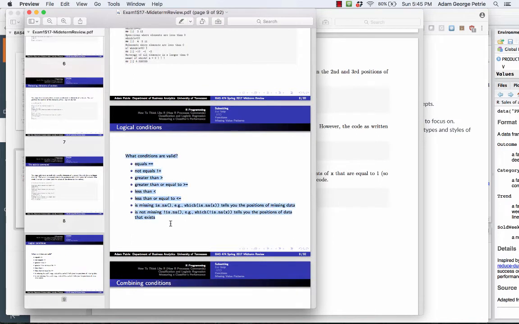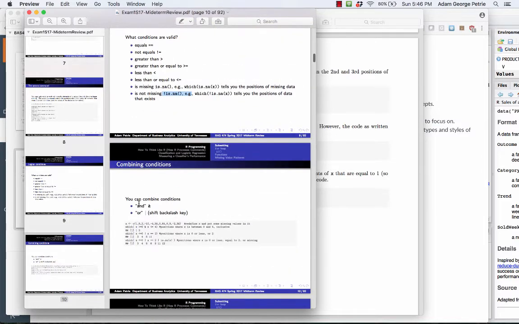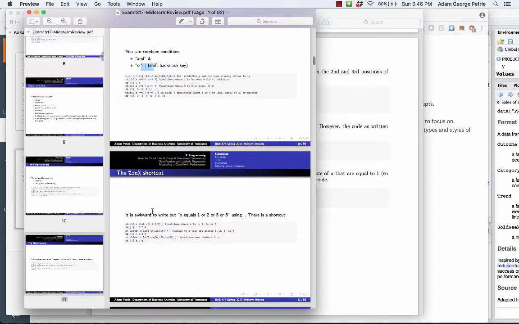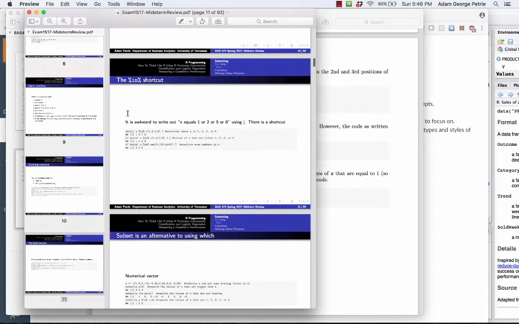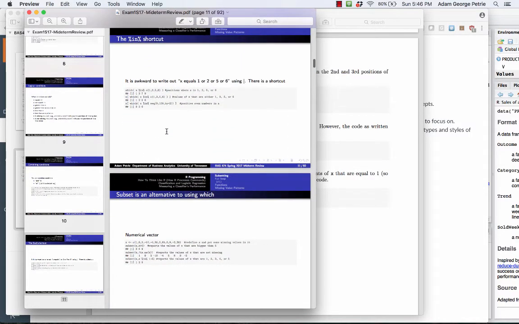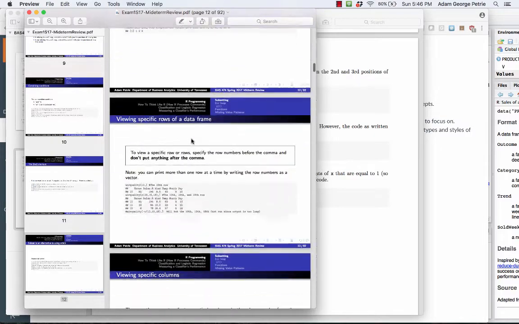And of course, in order to be a master of the which command, you need to know all about logical conditions. How do you check to see if an element is equal to something, not equal to something, less than something? Is that element NA, or is it present, not NA, with the exclamation point in front of the is.na? Combining conditions with the ampersand or the pipe symbol, and also the %in% shortcut: why it is a shortcut, why we could just write this with a whole bunch of pipe symbols. All good stuff for you to know.